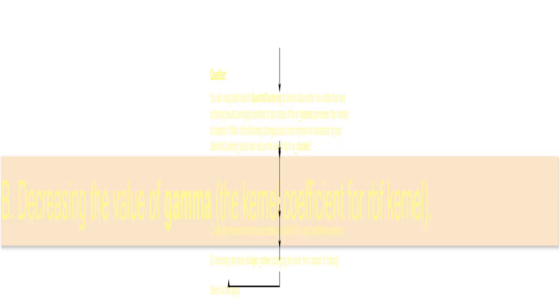Gamma in the RBF, radial basis function, kernel controls the similarity between data points. A smaller gamma means that points will be considered more similar to each other, even if they're farther apart. This will result in smoother cluster boundaries and less sensitivity to the exact number of clusters chosen. Think of it like using a wider brush. Your strokes are less precise, but the overall painting is more robust to slight adjustments.